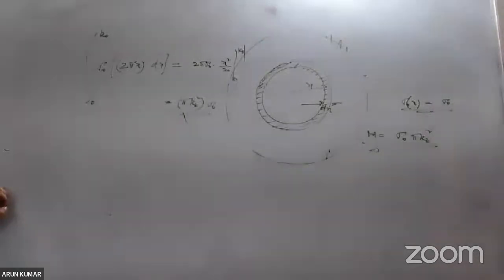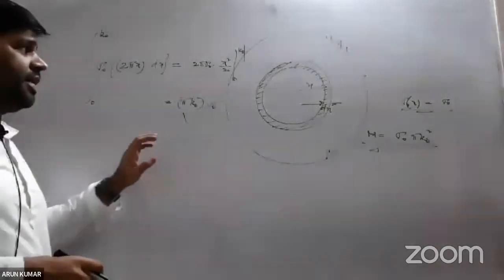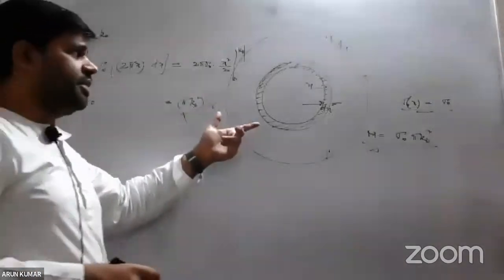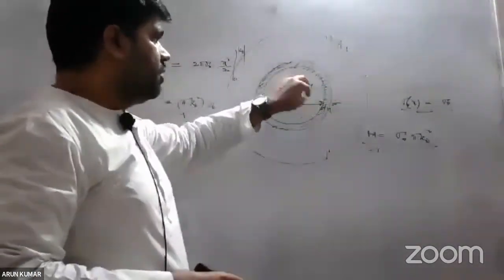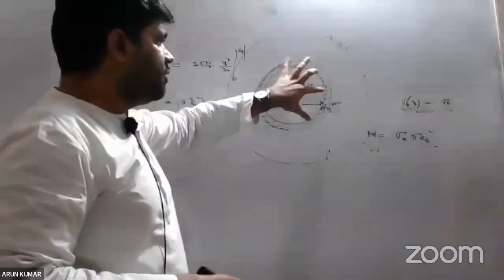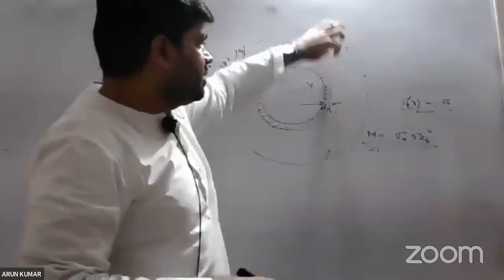But now, look at this. I can take any strip, I said. Because the density is constant, I can take any kind of strip. In the previous case, it was varying radially, so I could take only the circular strip. I could not take this strip.